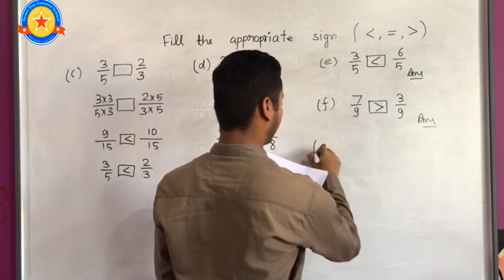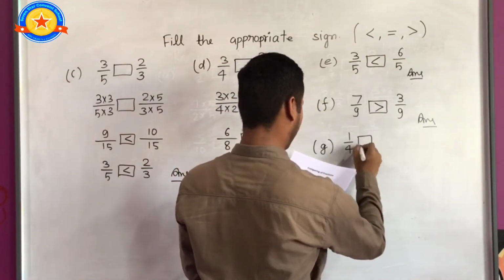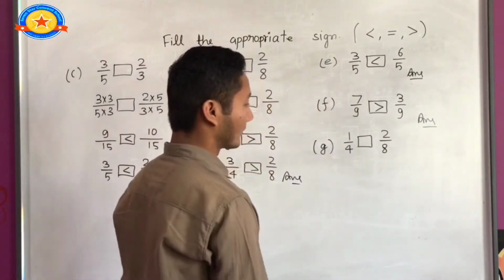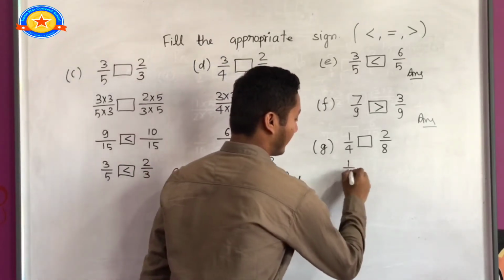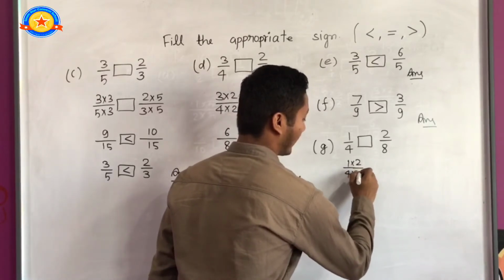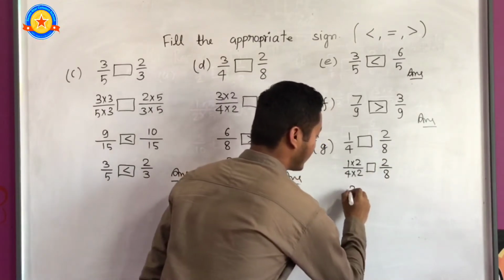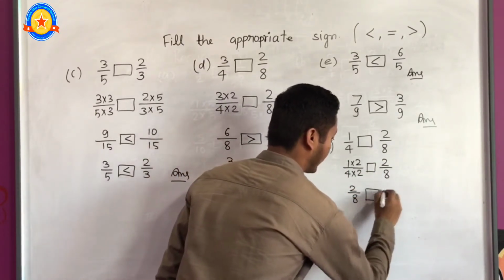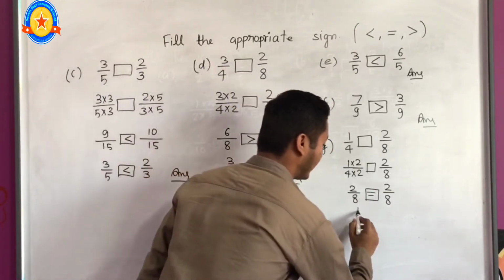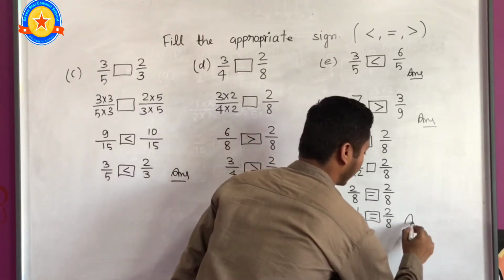G part. 1 by 4 blank space 2 by 8. Now 1 by 4 is multiplied by 2, then it becomes 1 into 2 upon 4 into 2, blank space, 2 by 8. It becomes 2 by 8 blank space 2 by 8. Now we can say these fractions are equal. Then write in original form 1 by 4 equals to 2 by 8. This is our answer.